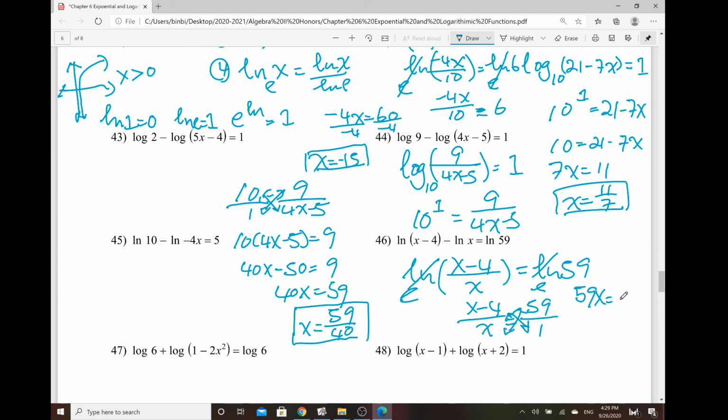So we do have 59x equals x minus 4. Subtract x both sides. So we do have 58x equals negative 4. So x equals negative 4 over 58. Reduce it by 2. No, 4 is divisible by 2, so which is what? Negative 2 over 29.